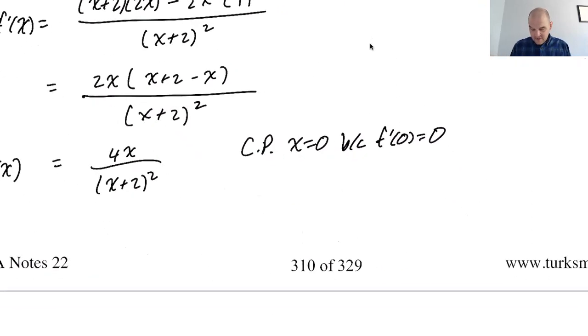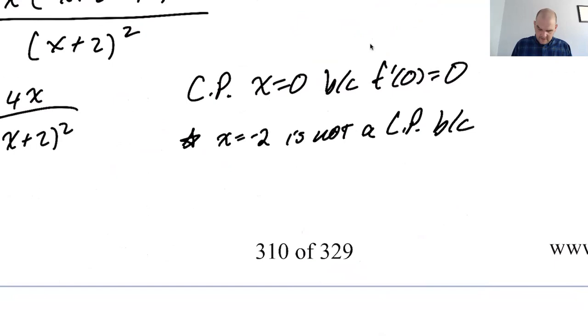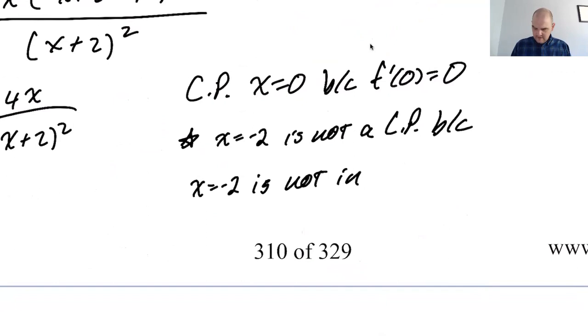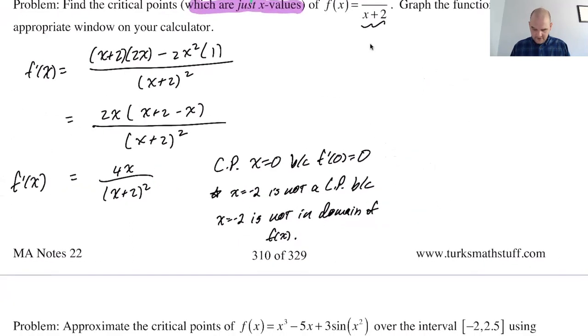So I'm going to address that because I think it's important. I'm going to say x equals -2 is not a critical point because x equals -2 is not in the domain of f of x. If it had been in the domain of the function, it would have been a critical point because f prime doesn't exist there. But it wasn't in the domain of the function, so it's not even an option for it to be a critical point. So the only critical point is at x equals 0.